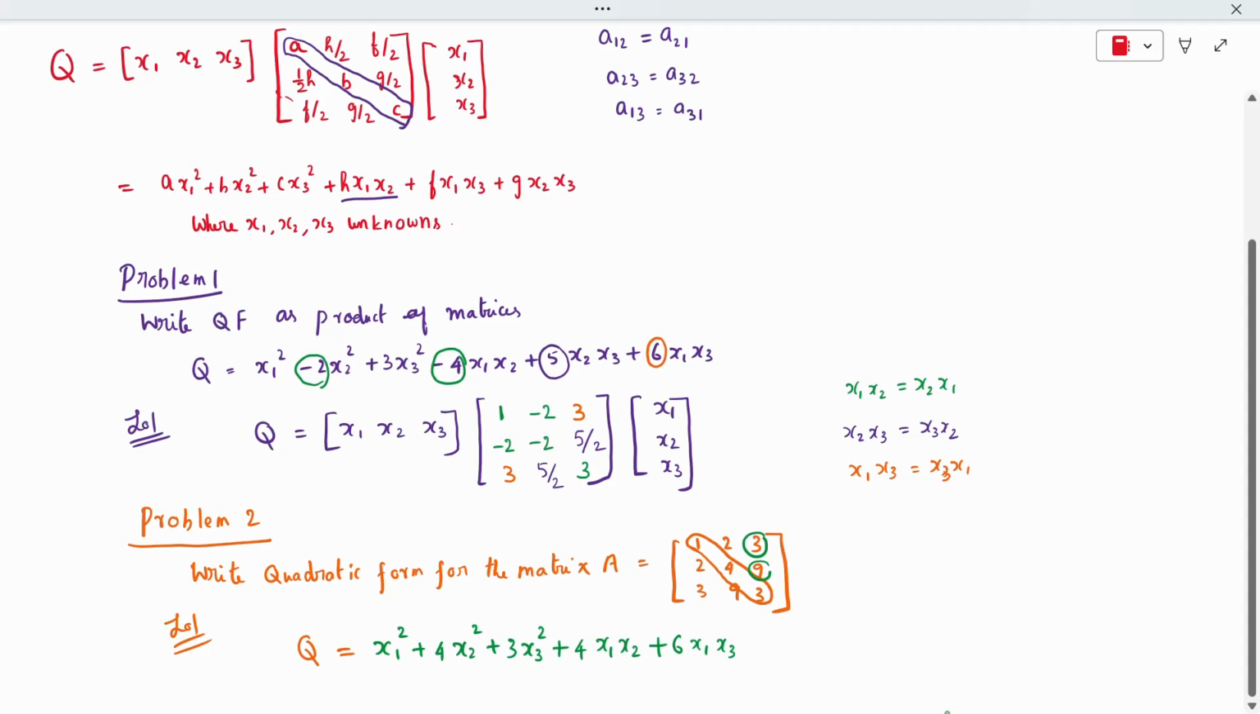Remaining, what do I have to complete? 9 I have. This 9 is nothing but 18, 2 times, in the position x2, x3. So completed. This is the way from a matrix to a quadratic form. So like this only you have to write it. Okay. So thank you.